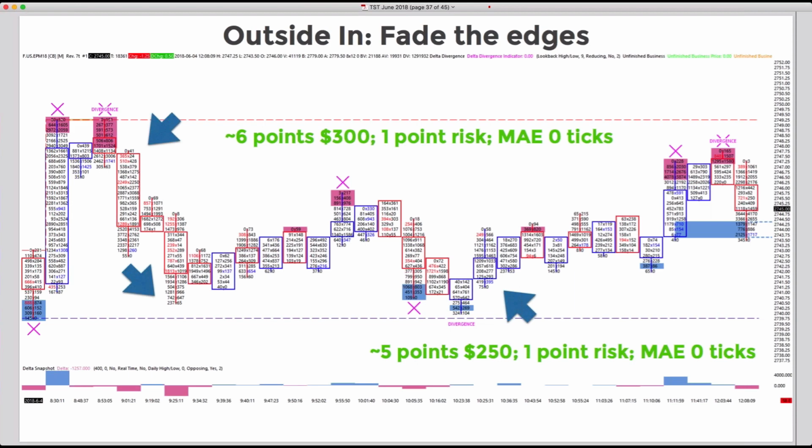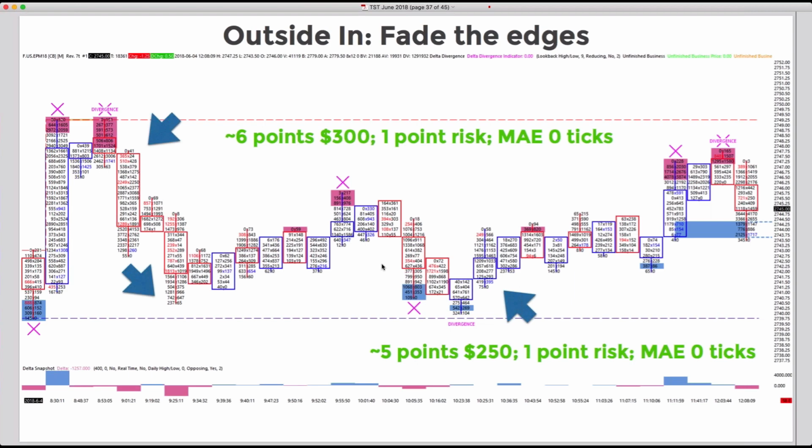But what we can see here, 8:53, we satisfy the unfinished business, we have a divergence, and we have exhaustion. We can see selling imbalances in the next bar. We've got a similar thing as we get to the low. We've got absorption, we've got a divergence, all at 10:23. We have a buying imbalance. Let's just try to highlight it.